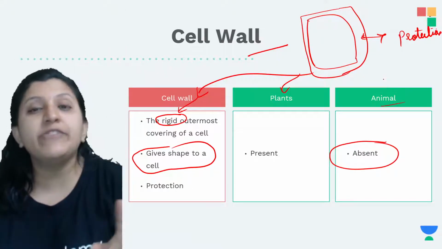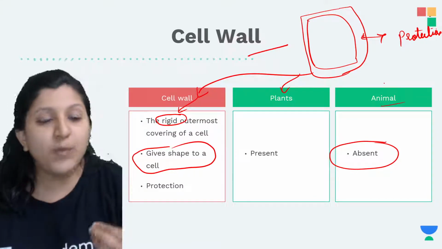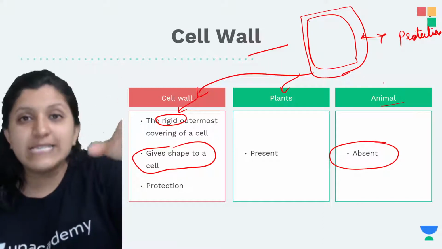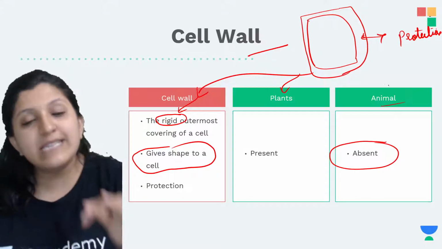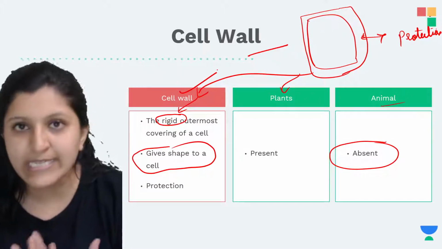Plants stand erect, whatever may be the condition. That is mainly with respect to trees. If there is more loss of water occurring, we can see slight bending, but they are still able to stand erect. That is mainly because the cell wall is providing a support.